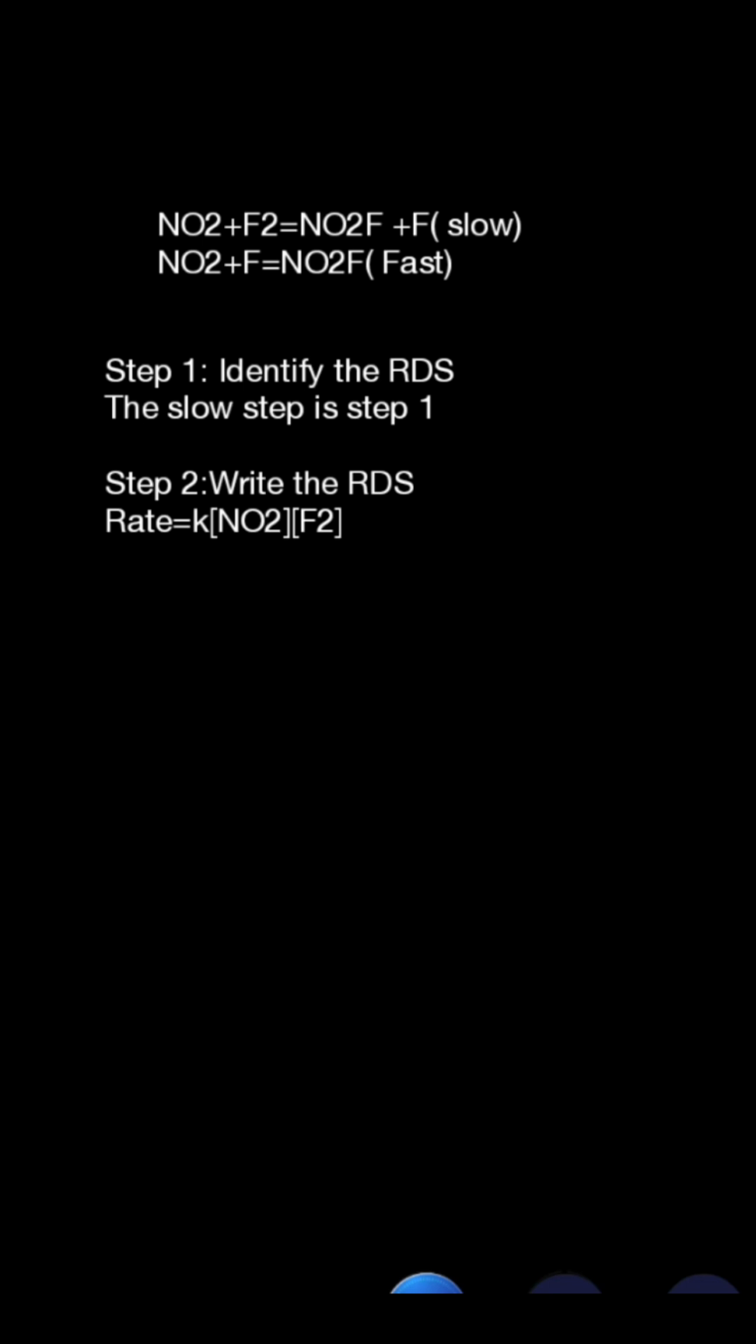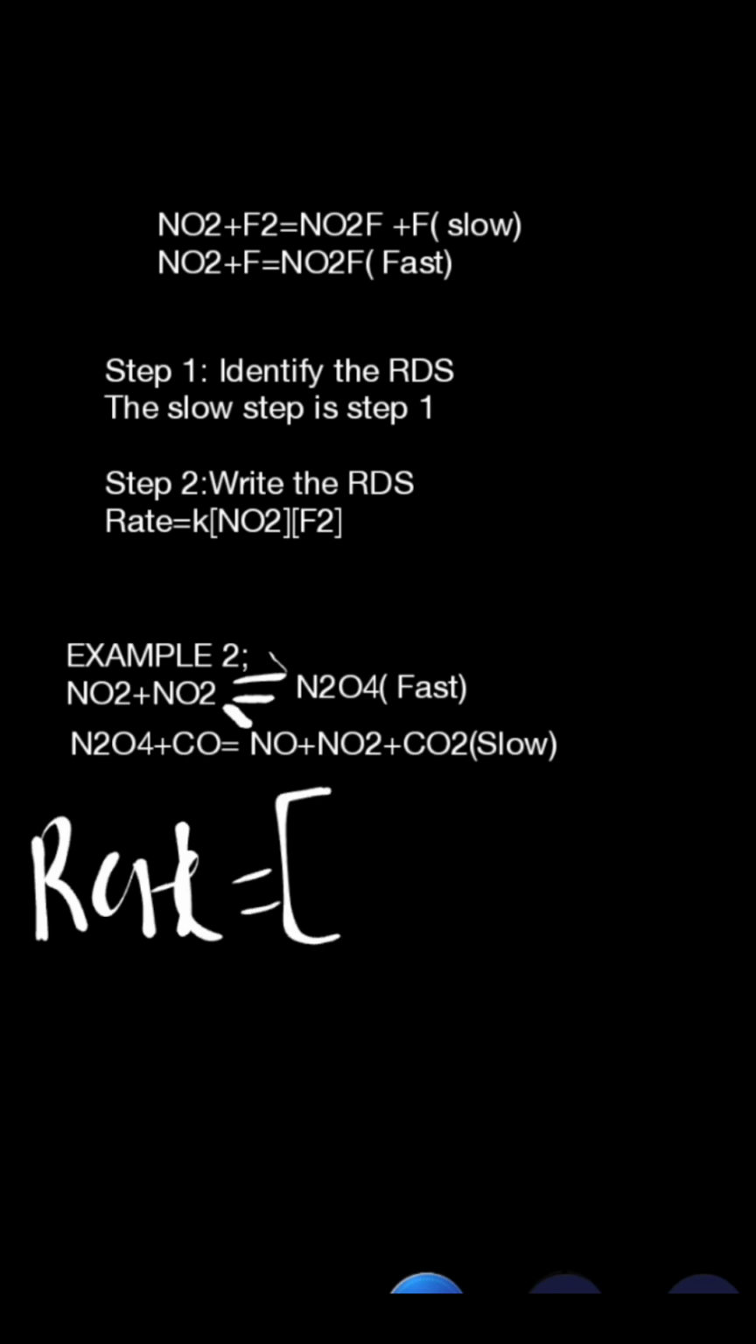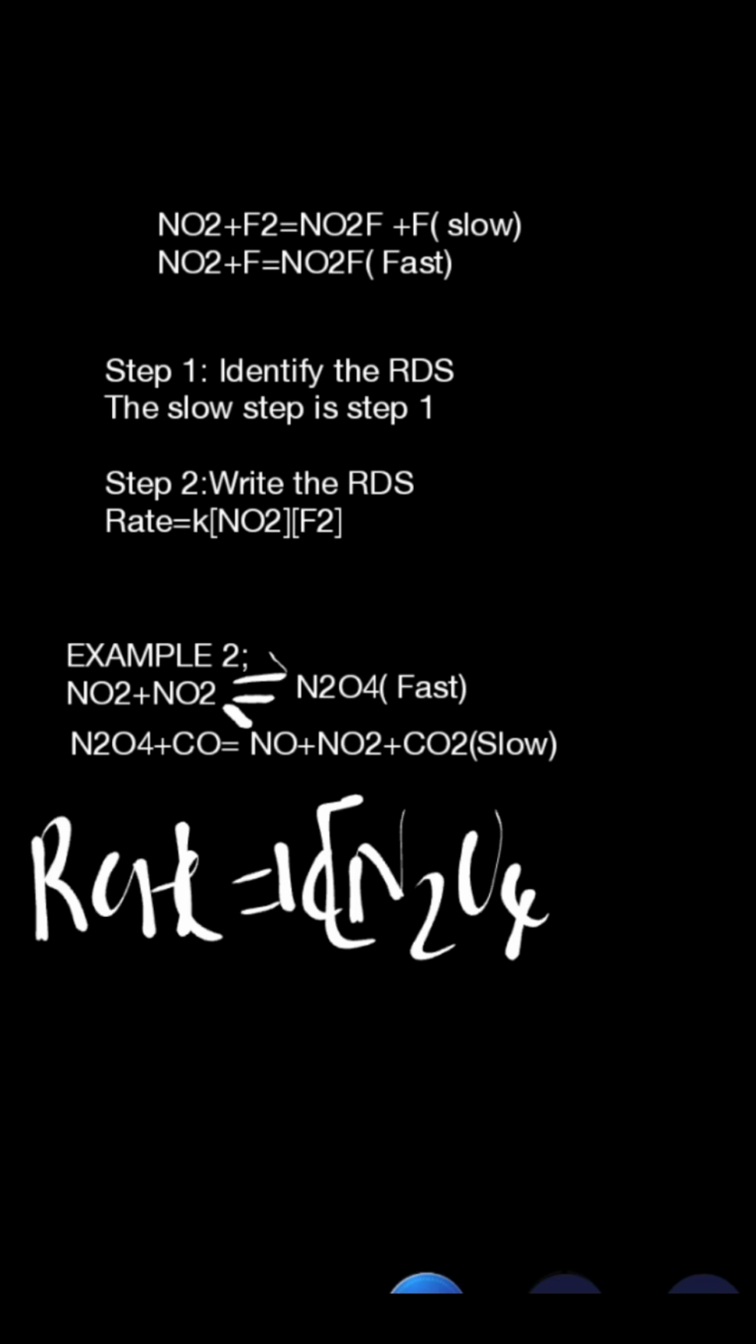So this is another complicated example. For this one, we get the rate law from the slow step, and the rate law from the slow step is going to be K, N2O4, CO. So this is the rate law from the slow step.